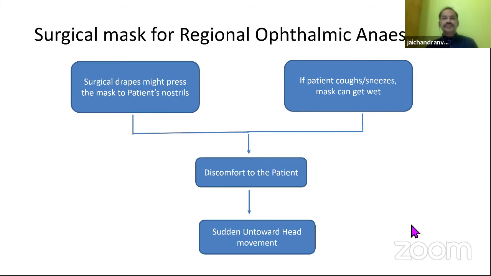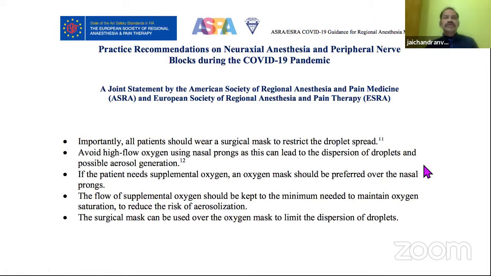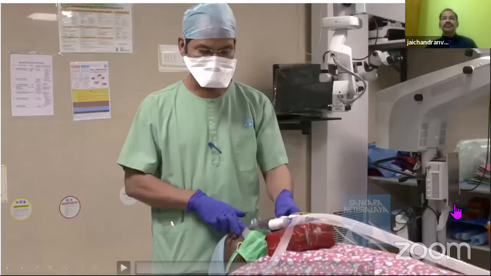Next slide. This is the recommendation from a joint statement by the American Society of Regional Anesthesia and Pain Medicine and the European Society of Regional Anesthesia, which says that if the patient needs supplemental oxygen, an oxygen mask should be preferred over nasal prongs. They also say the flow of supplemental oxygen should be maintained, and a surgical mask can be used over the oxygen mask to limit dispersion. Can you show the next slide? Yeah, this is a video. Can you play the video?